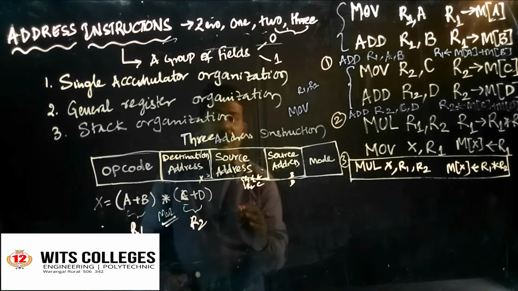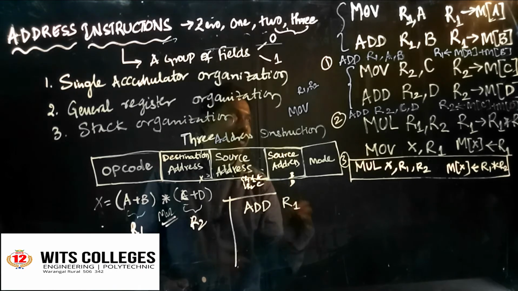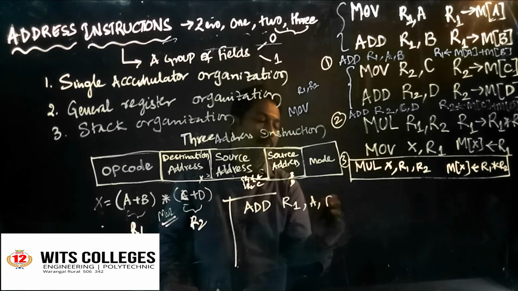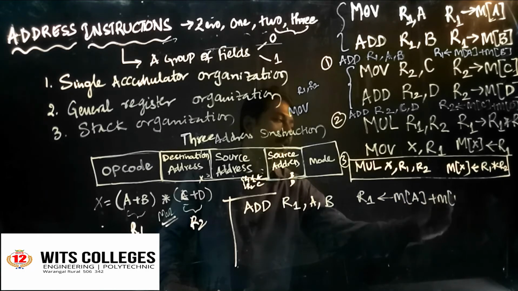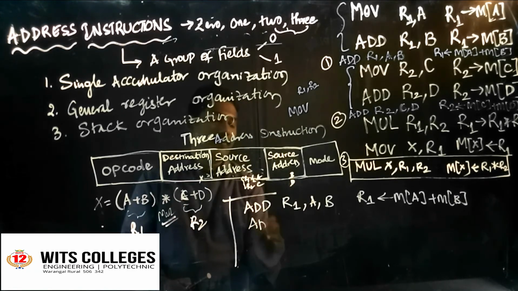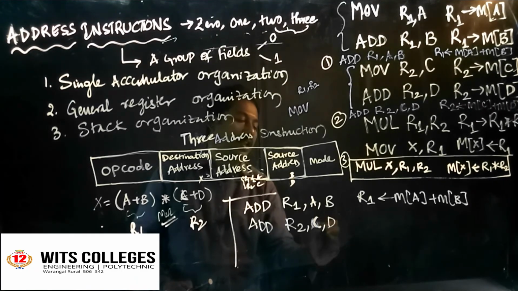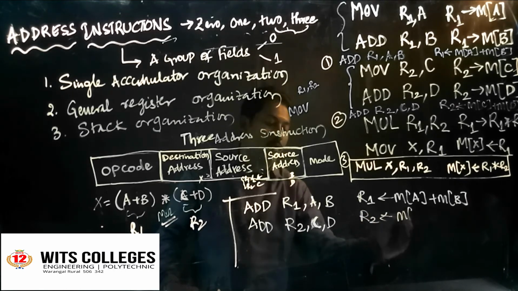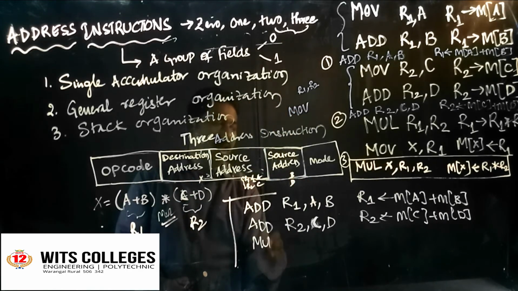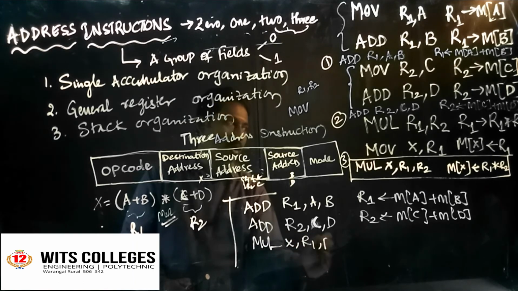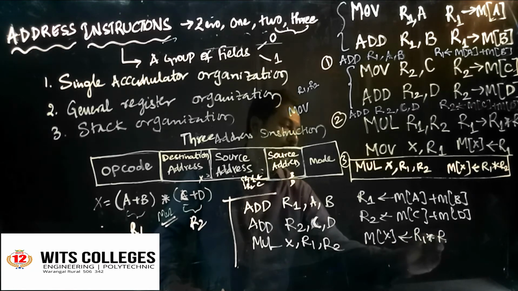Once again, I am writing here so that there won't be any confusion. So the first step is ADD R1, A, B, where R1 stands for M of A plus M of B. Next, add R2, C, D. R2 stands for M of C plus M of D. Next comes the MUL: MUL X, R1, R2. M of X stands for R1 into R2.